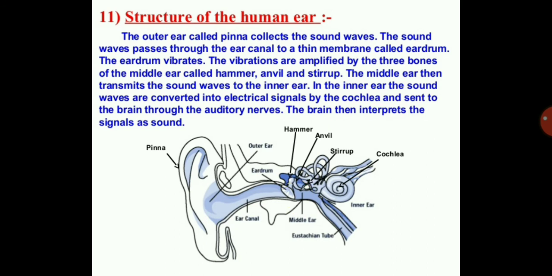The middle ear then transmits the sound waves to the inner ear. In the inner ear, the sound waves are converted into electrical signals by the cochlea. This is the innermost ear. This is the cochlea. It converts the sound waves into electrical signals, which are sent to the brain through the auditory nerve. See, here there is an auditory nerve. The brain then interprets the signals as sound, and then you give your response.